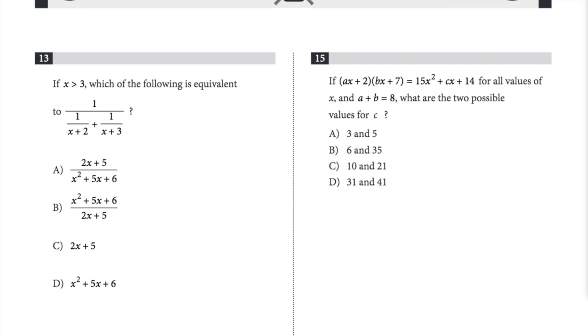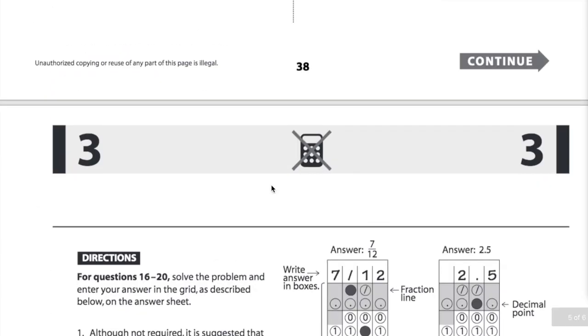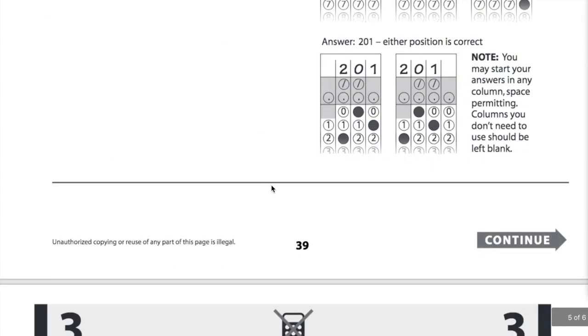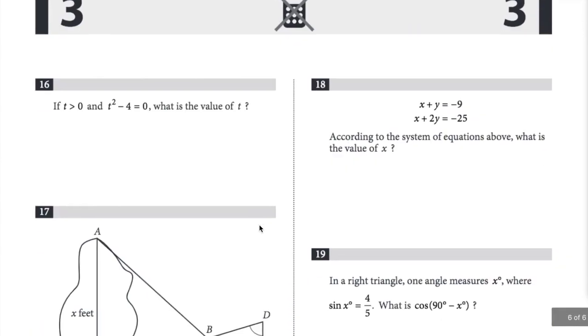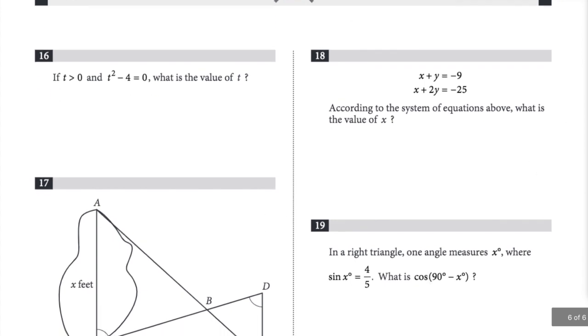Alright, so we went through all the multiple choice. Now we're going to go into what we call open problems, which basically means you're not given a multiple choice. You have to just solve for the value and mark it in. So we're just solving for values. Let's start with this one.